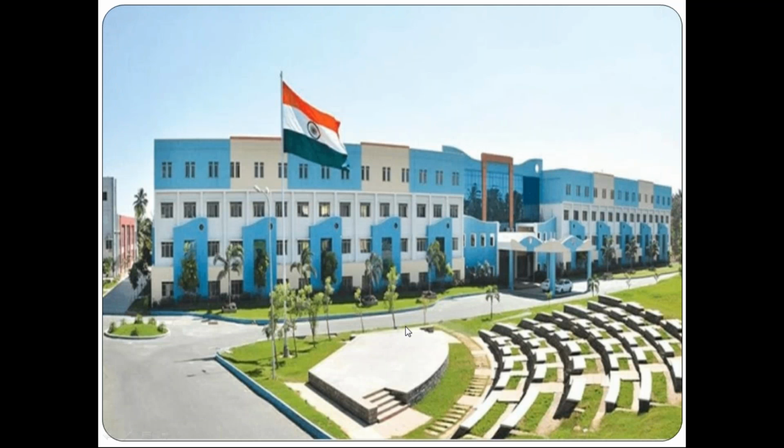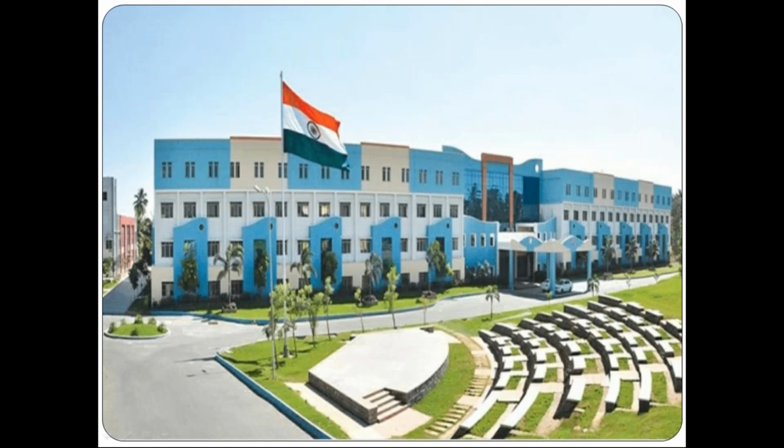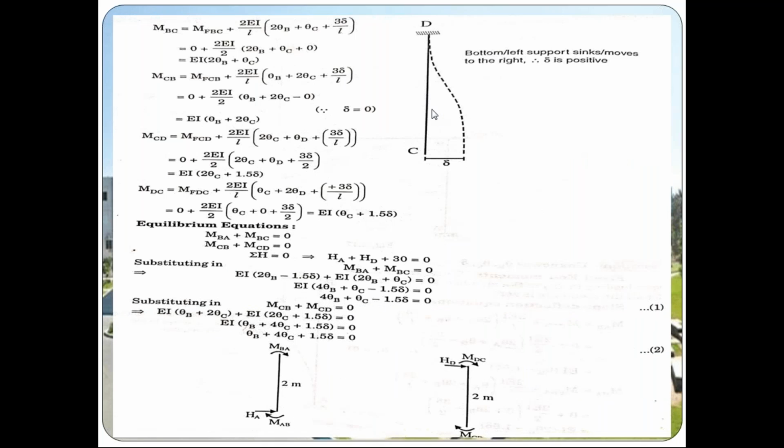But in this case, when we compare to support D, the member is moving towards the left, so therefore the delta is positive. So plus 3 delta by 2. So EI into 2 theta C plus 1.5 delta. Okay, so this is equation number 5, MCD.